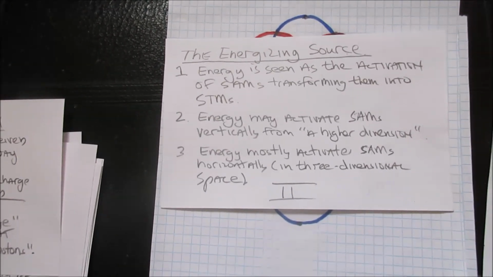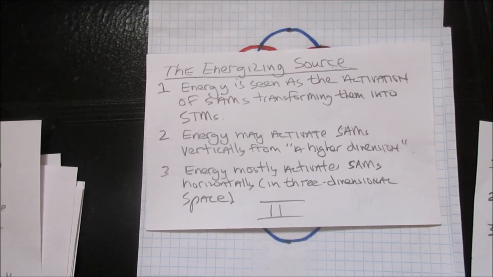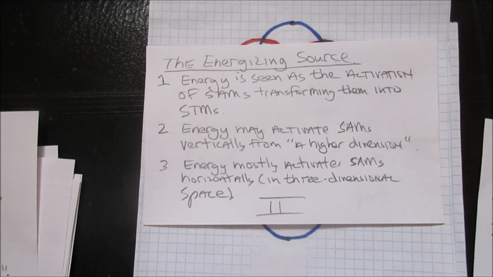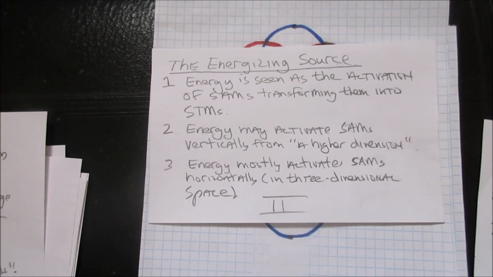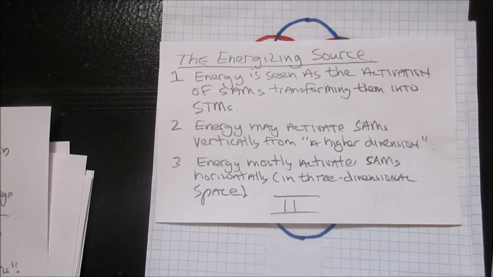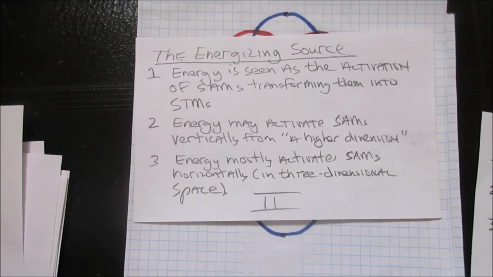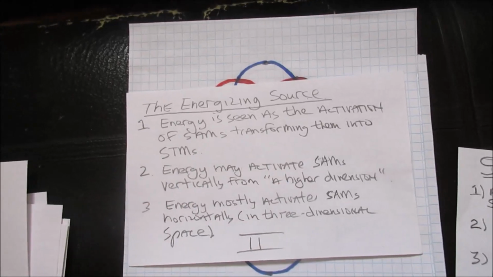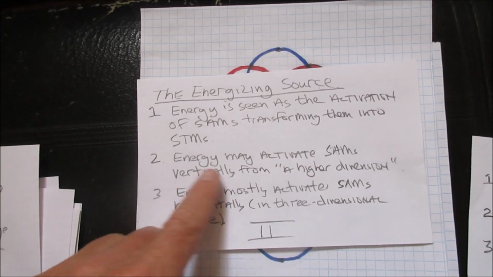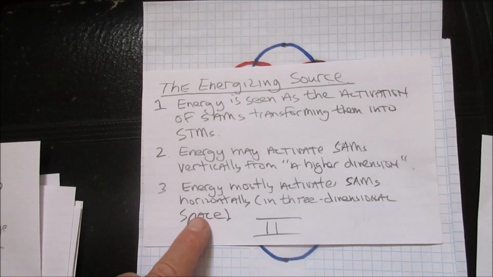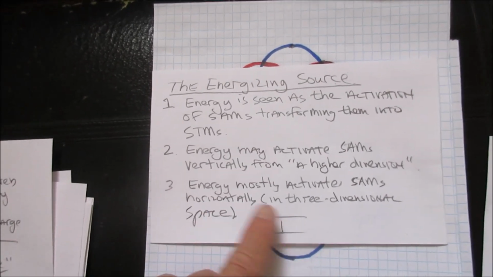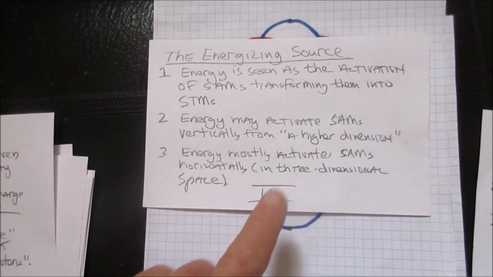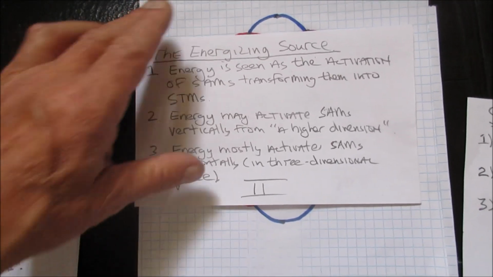In other words, we may objectively begin to explore the idea of an energizing source from beyond the 4 dimensions of our normal experience, but we may also somehow be able to get in touch with it from within ourselves. I don't know. We call that consciousness. We'll get towards that at the end. So energy received from the energizing source may be vertical from a higher dimension. But most types of energies activating SAMs are horizontal in 3-dimensional space. That means they're simply being propagated.